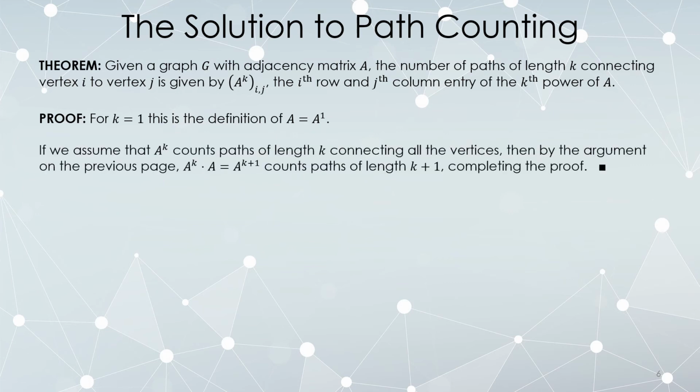Now let's inductively assume that A to the k specifically counts paths of length k connecting all the vertices to each other. From our previous slide, we know that if we have a matrix that counts paths of length k, multiplying it by A will produce something that counts paths of length k plus 1. So something that counts paths of length k times A is guaranteed to count paths of length k plus 1. But of course, A to the k times A is A to the k plus 1. So inductively, if A to the k counts paths of length k, then A to the k plus 1 counts paths of length k plus 1. That's it. The real work of the proof was actually on the previous slide.